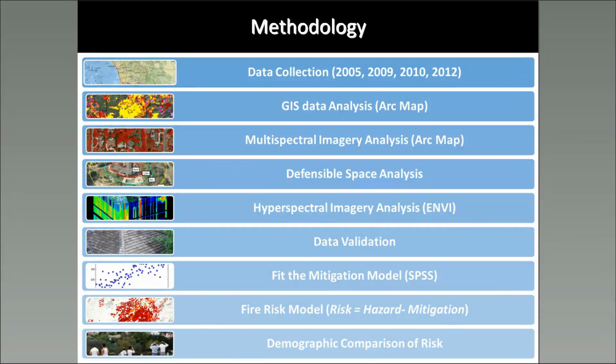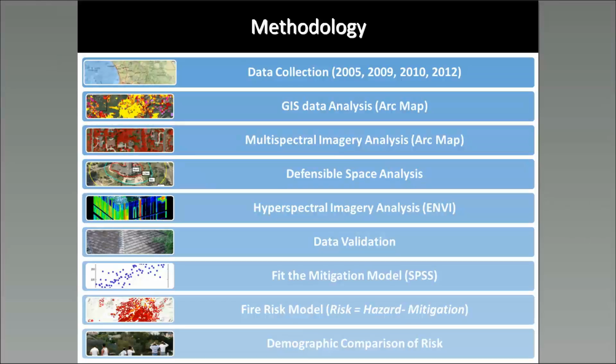So here is our general methodology that we used. So we collected data, both imagery and GIS, for the years 2005, 2009, 2010, and 2012. We ran a GIS data analysis to look at land use changes over time and fire risk over time, including both multispectral and hyperspectral imagery analysis. We did a spatial defensible space analysis, verified the data with a sample survey of homes on the ground, and then fit the mitigation model using SPSS to try and find out what kind of variables could be influencing the loss or survival of a home.